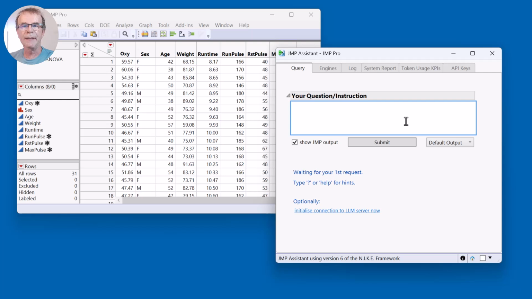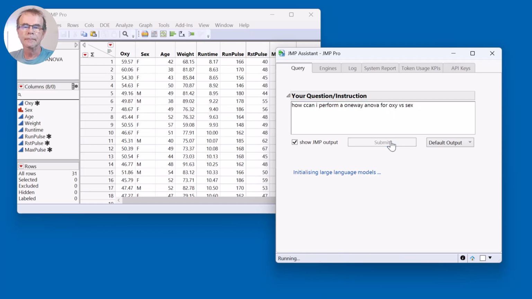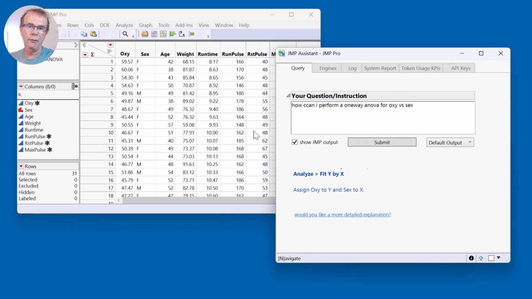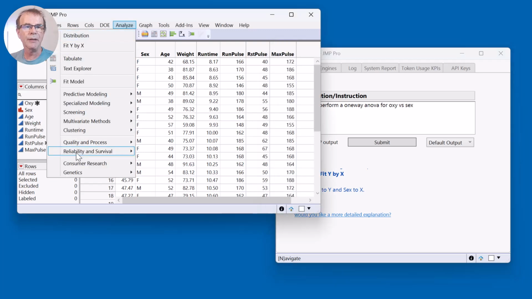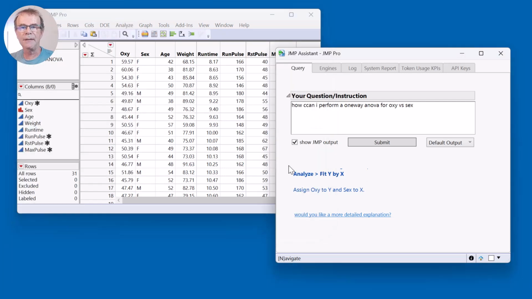So let's start off with navigation. So what do I mean? I really just mean, just give me basic navigation information for how to work with JMP. So how can I perform a one-way ANOVA? And optionally, I could say for oxy versus sex. So I literally just want to know which menu options to go to, because if I go to the Analyze menu, you don't see an option for testing for normality or one-way analysis of variance or whatever. So this is just going to help me know where to go.